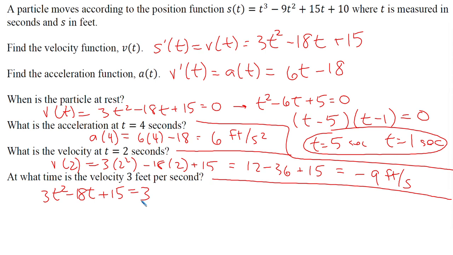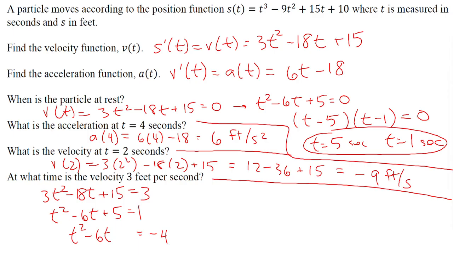We can divide everything by 3 again. So t squared minus 6t plus 5 equals 1. Or t squared minus 6t. You could use the quadratic formula, or you can complete the square here. I'm going to complete the square. I always prefer to complete the square. So I'll just subtract the 5 over and say equals negative 4.